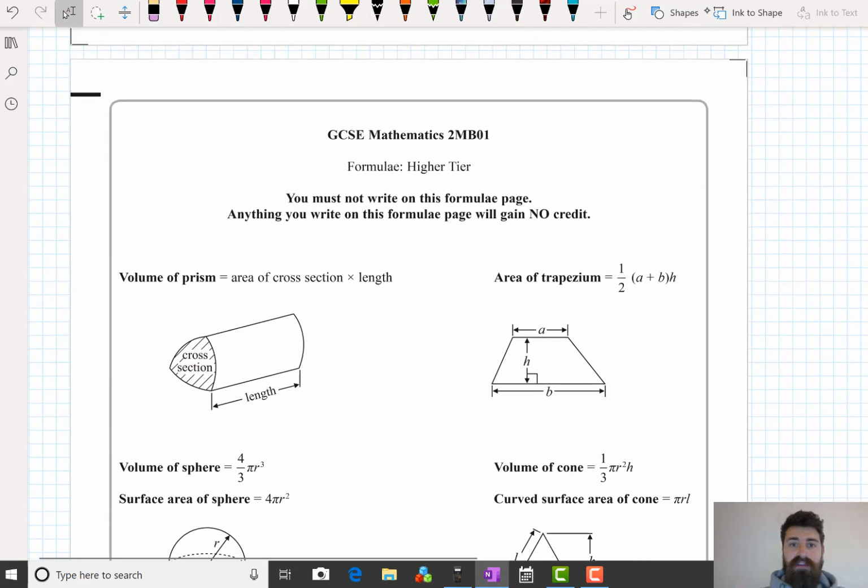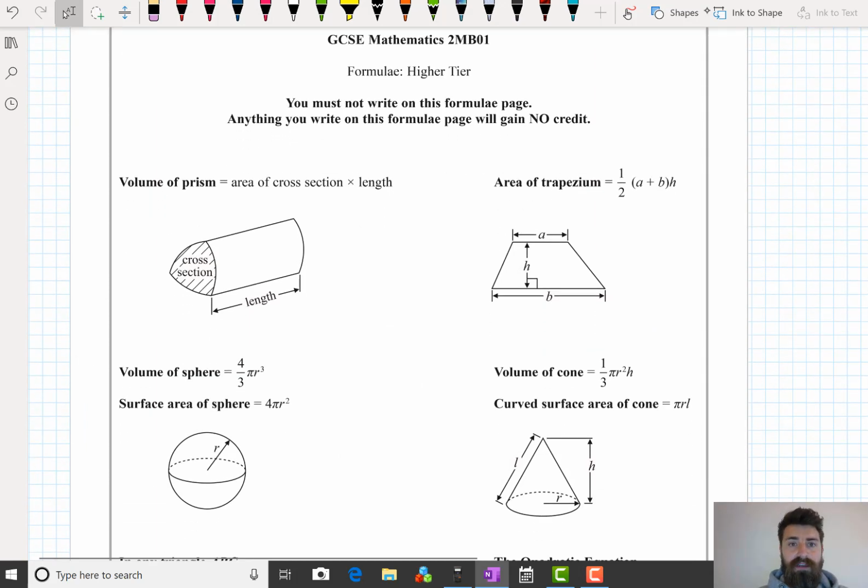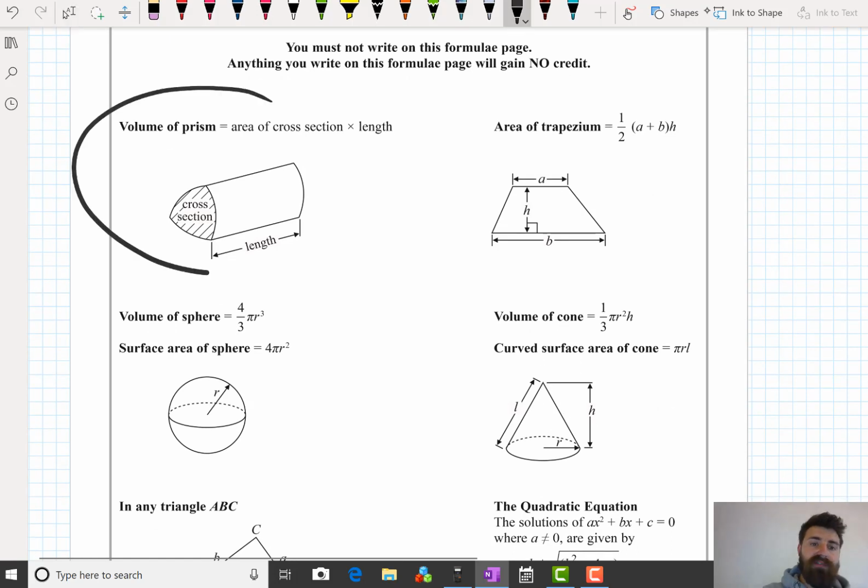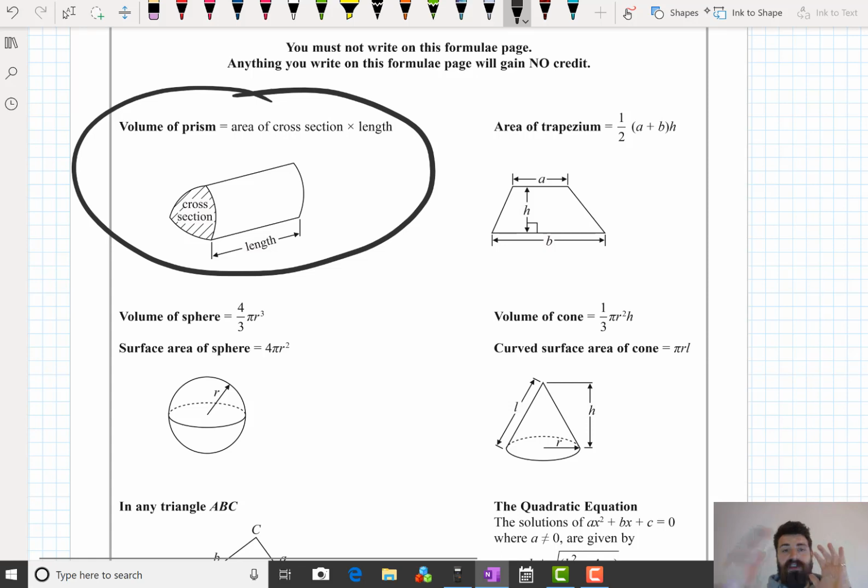So things worth noting, right? The formula page. This is for the high tier, so of course it's going to be a little bit different to the foundation paper. Volume of a prism. So that's any prism, so that means it's got anything where it's got a constant cross section throughout, so that means the front face and the back face are exactly the same, and if you was to drag the back face or the front face all the way from end to end, that it will be constant throughout. It's not like, let's say for example, what have we got here? That's not a constant cross section. Definitely not. Got some weird dent in it.